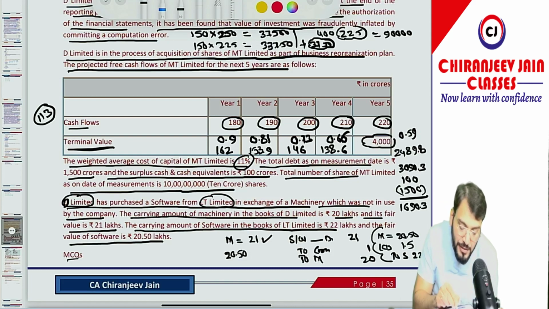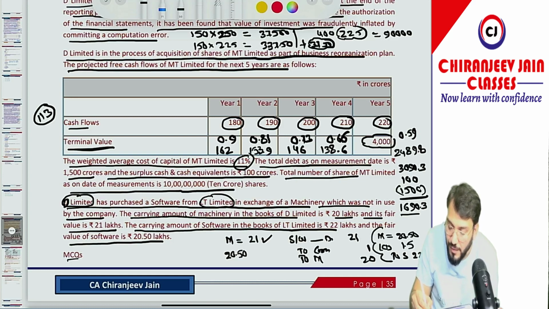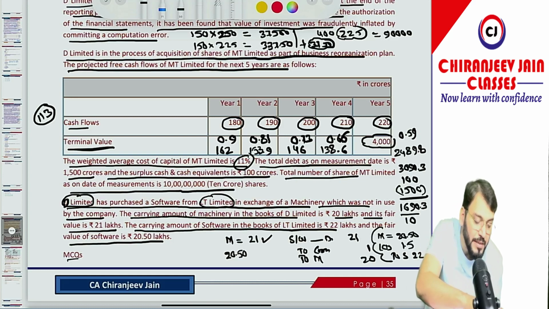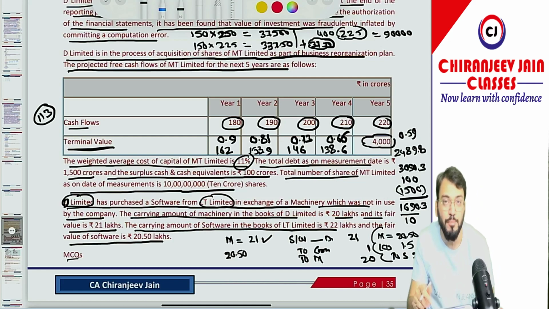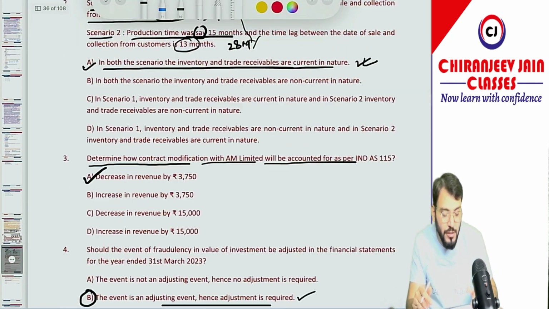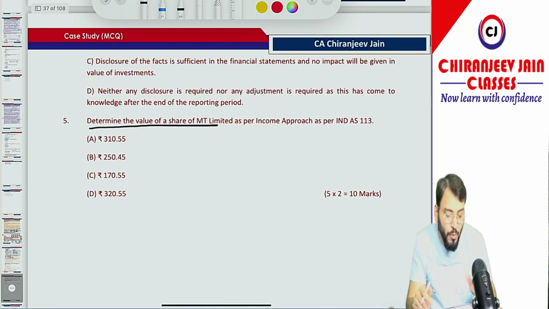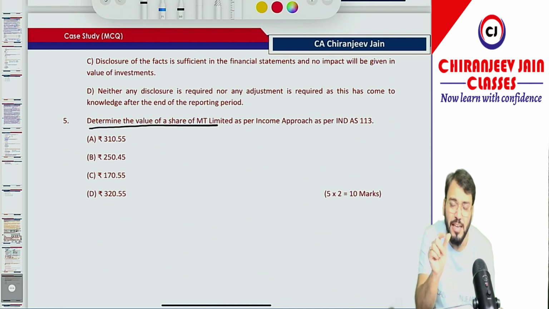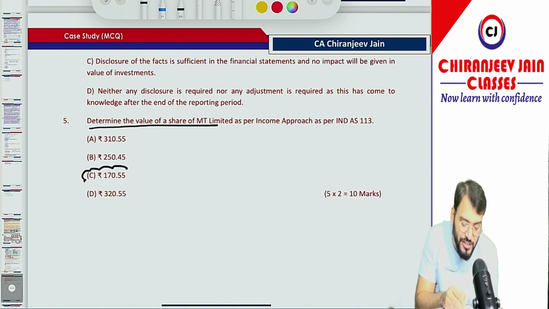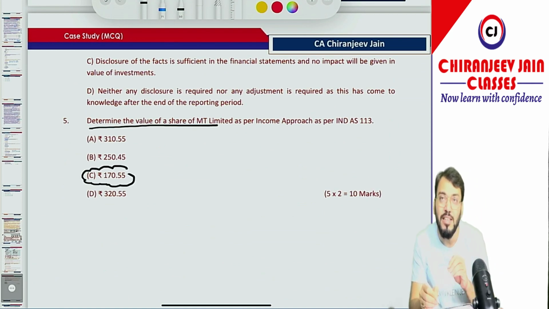1693 divided by the number of shares. The number of shares is 10 crore, so divide by 10. What is the answer? It is 169.03. Let's see what option is given. 169.03 is approximate, because we have taken 2 decimals. So the correct answer is 169.03, around 170. You can take 4 decimals, so the accurate answer will come.